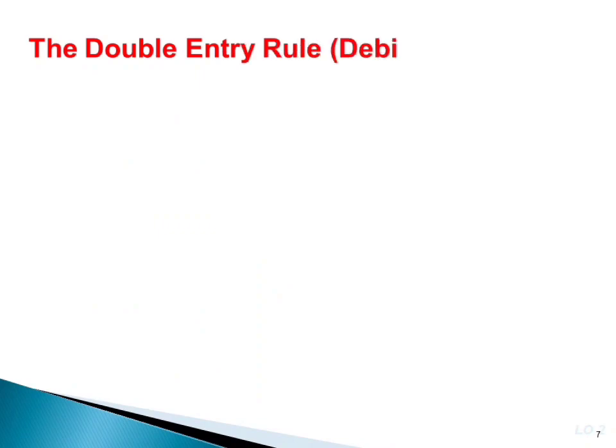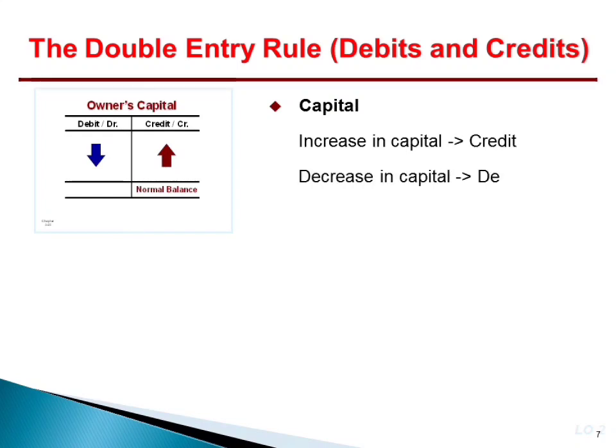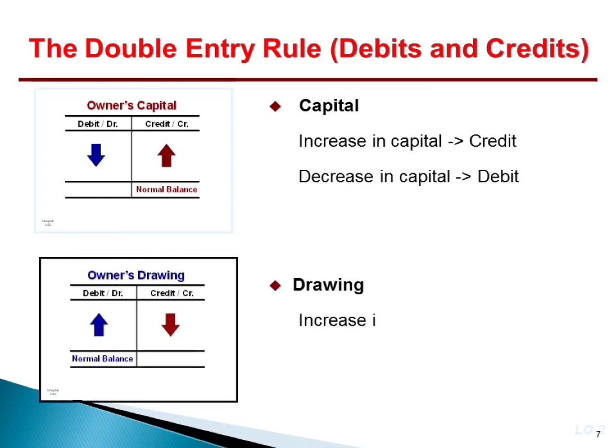Double entry rule for capital and drawing. Increase in capital, credit, and decrease in capital, debit. Increase in drawing, debit, and decrease in drawing, credit.